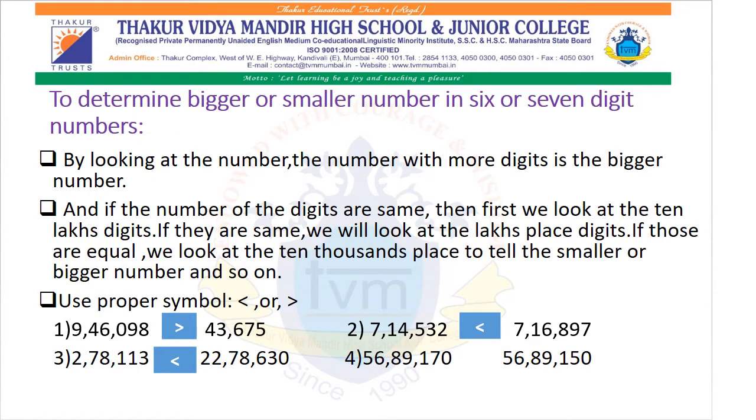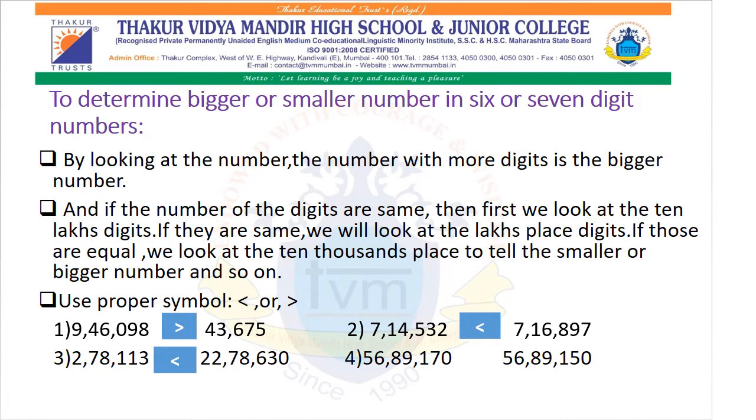Fourth one, read it out. It is 56,89,170 and here 56,89,150. If you compare these numbers, the 10 lakh position numbers are same, the lakh place numbers are also same. The 10,000 place is also 8, here also 8. The 1,000 place is 9, here also 9, so we'll go to the 100 place. In the 100 place, the first number has 1, the second number also has 1.